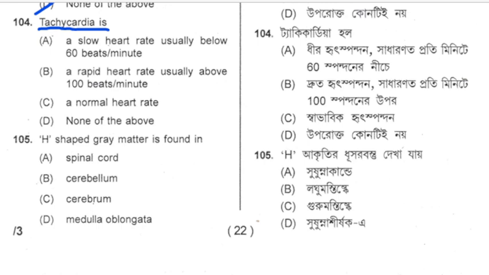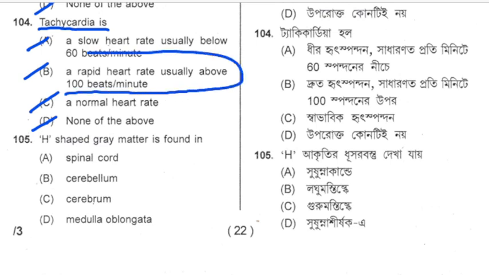Tachycardia is a slow heart rate usually below 60 beats per minute, a rapid heart rate usually above 100 beats per minute, or a normal heart rate, or none of the above. Tachycardia is basically a rapid heart rate, usually above 100 BPM.